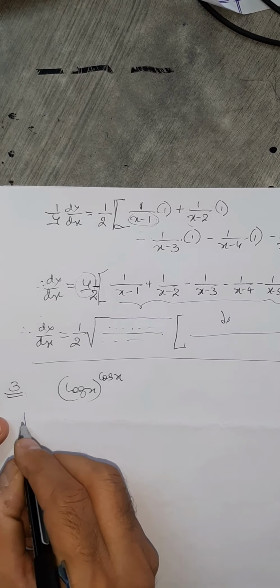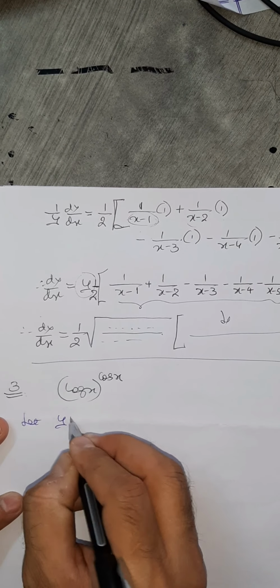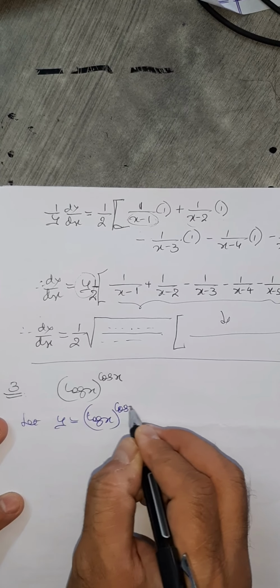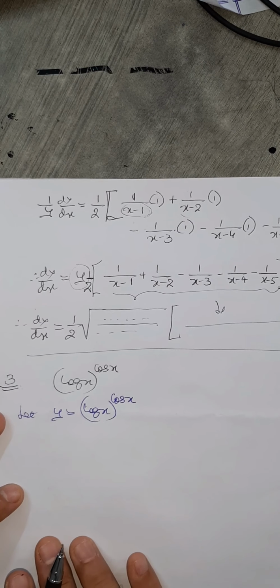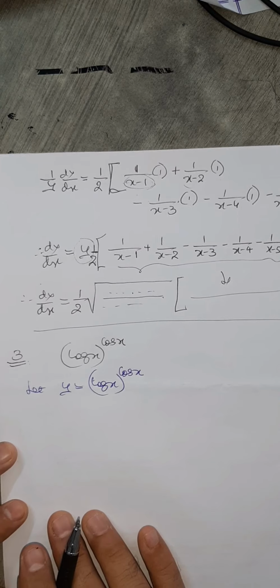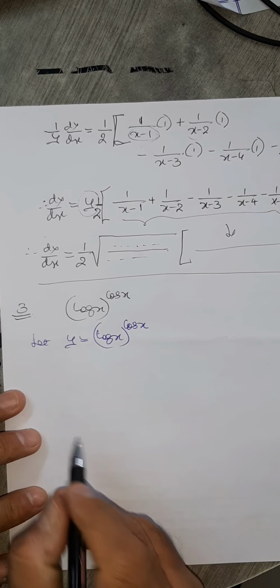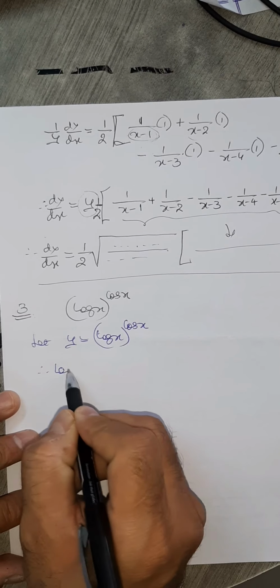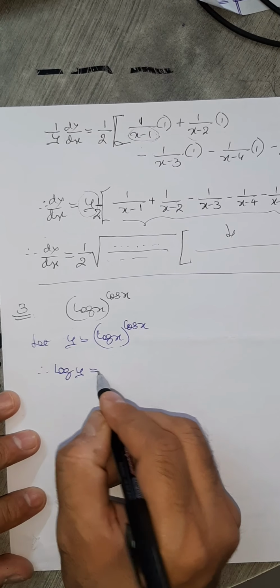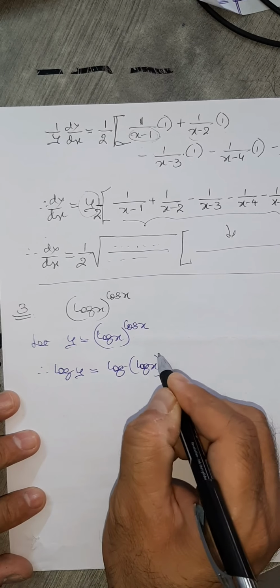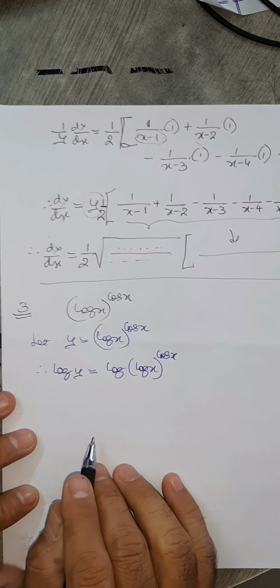So let's take this as y here. y equals log x the whole raised to cos x. This is which form? Variable raised to variable form. So without logarithm, this cannot be done, remember. So I'll apply log on both the sides. So log y equals log of log x the whole raised to cosine x.